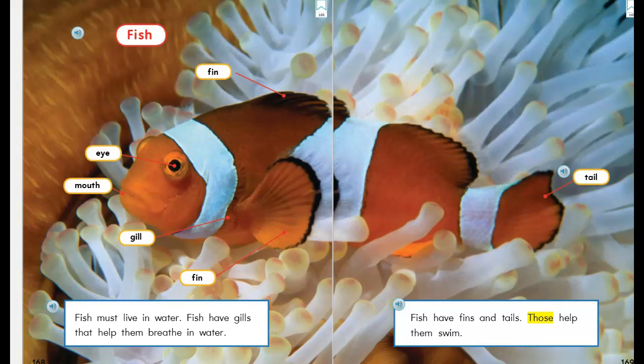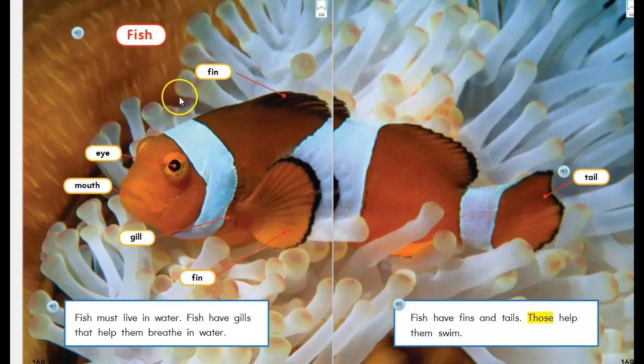This is a clownfish. You may recognize him from the movie Finding Nemo or Finding Dory. Nemo and his dad are both these kinds of fish, clownfish. We see that this fish has a lot of labels on them.